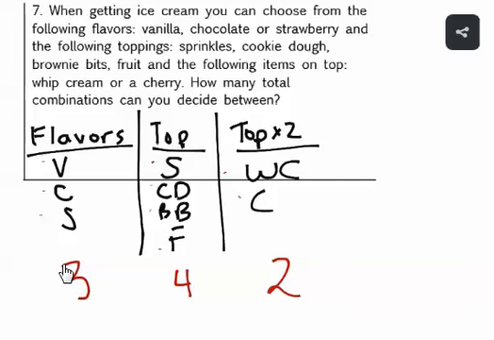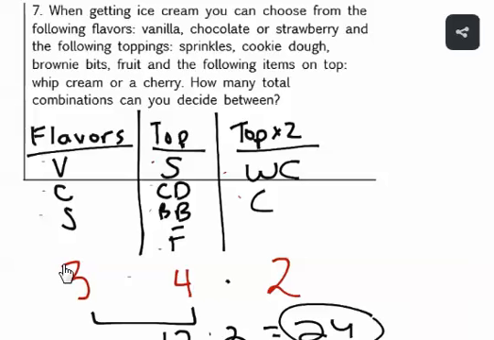Okay? Fundamental counting principle says you multiply all of the events or choices. So we have 3 choices of flavors, 4 choices of toppings, and 2 choices of toppings. 3 times 4 is 12, times another 2 would be what? 24. So you'd have 24 combinations of ice cream that you can choose from.